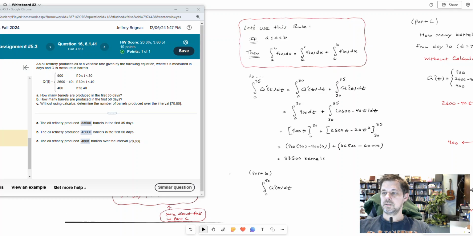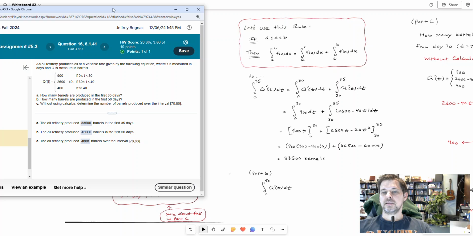Hello everybody. So let's take a minute to look at this problem from our assignment. It's a problem where we're given some function about how fast oil is produced in barrels per day. And then from that, I am going to figure out some way to answer these questions about how many barrels are produced over different time periods. Okay, so that's the scenario.